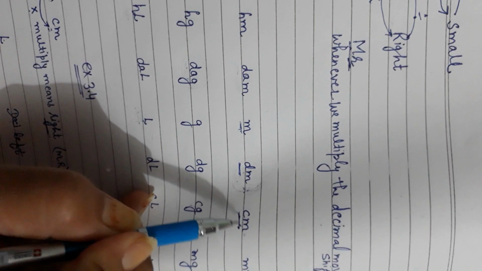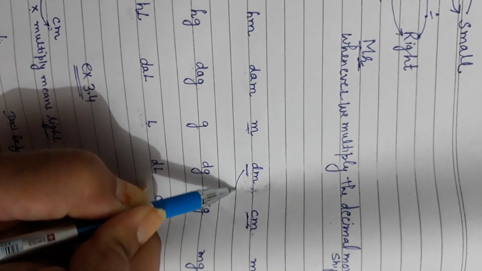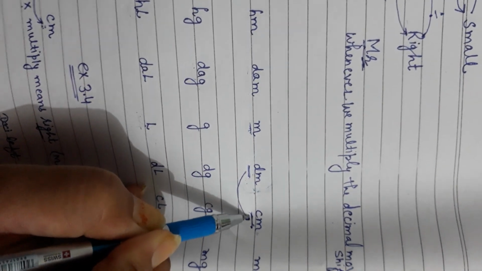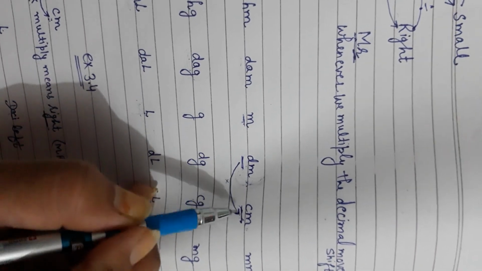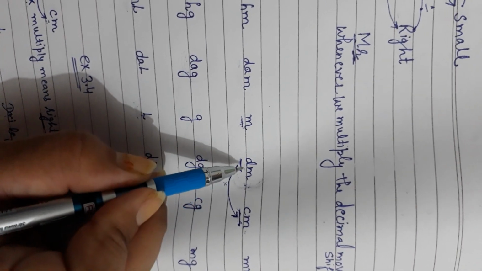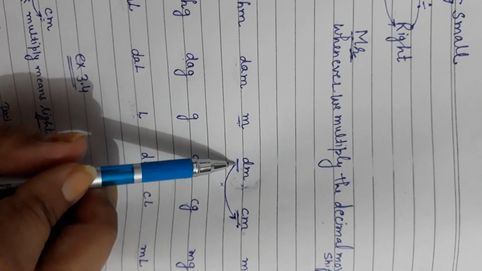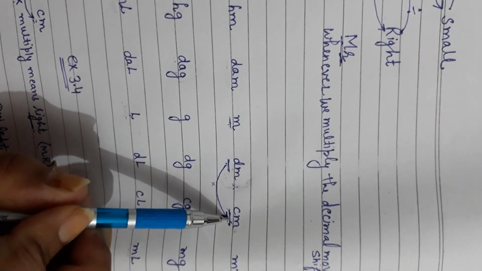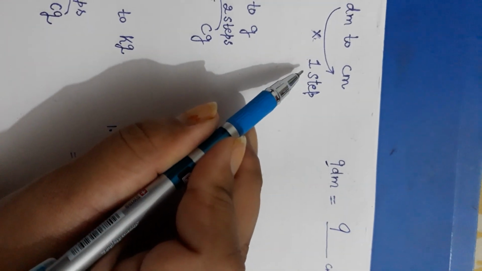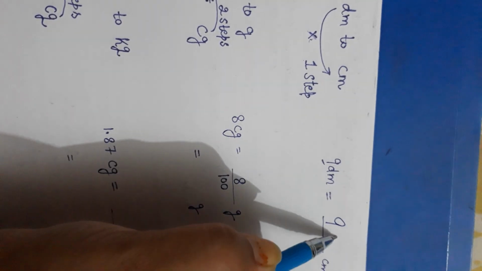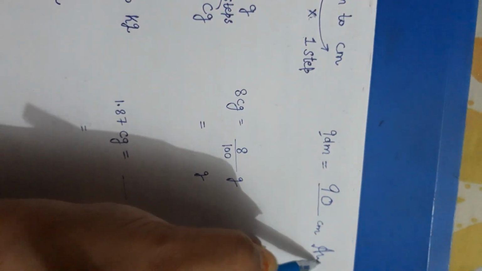We have to convert into this, so you have to move this way, and whenever we move this way, then always we have to multiply. And how many steps? Count. You are standing on this step and you have to move one step further, so multiply by 10. So 9 tens are 90, so this is your answer.